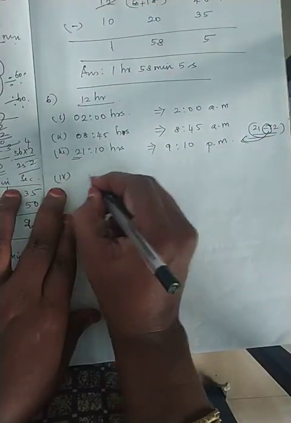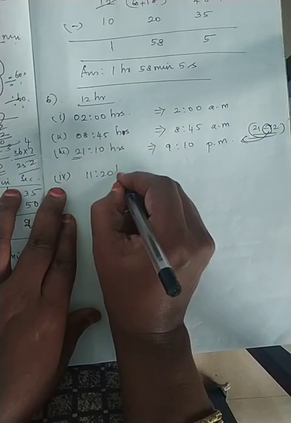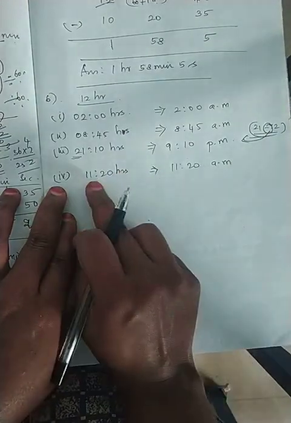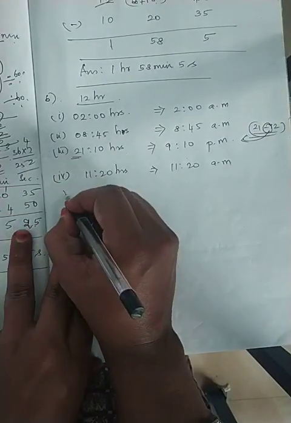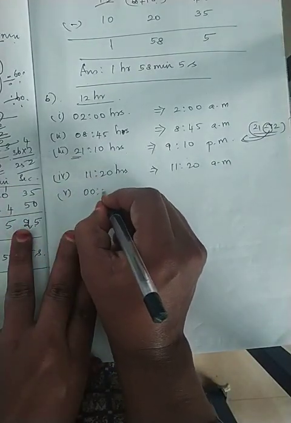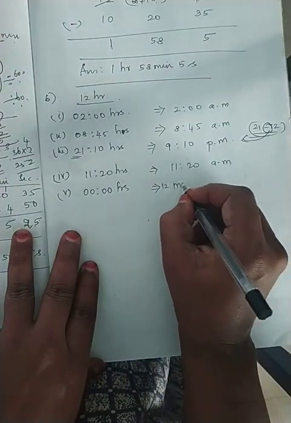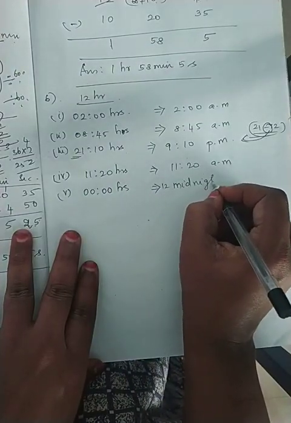Then coming to the fourth one, 11:20 hours. So this will become 11:20 AM because this is less than 12. Coming to the fifth one, it is 0000 hours. That means it is 12 midnight. You can write 12 midnight.